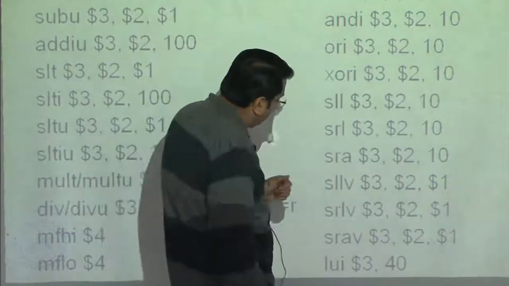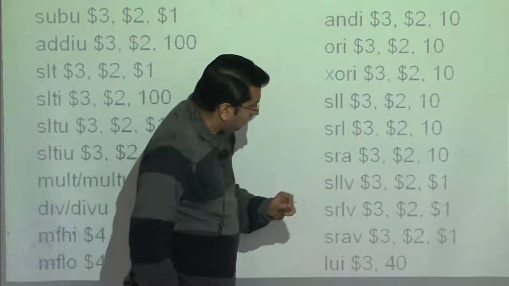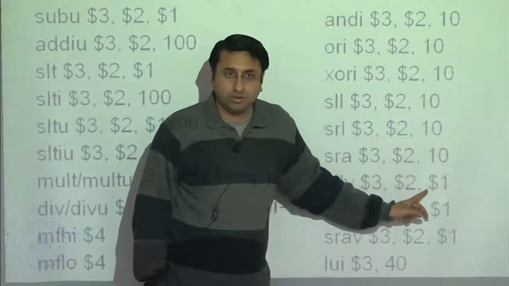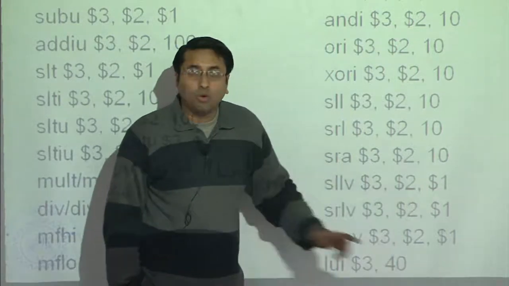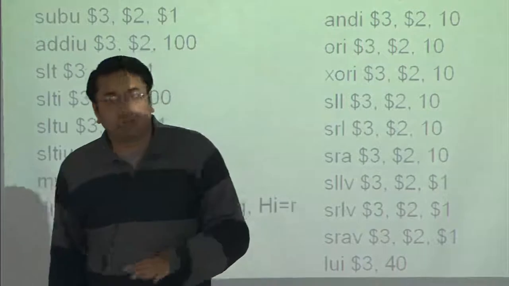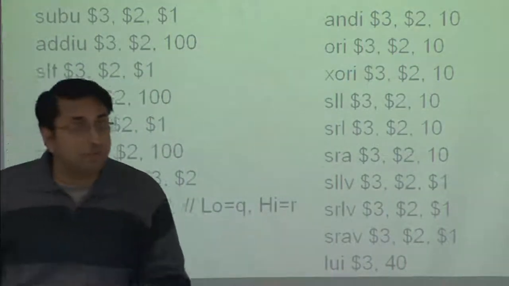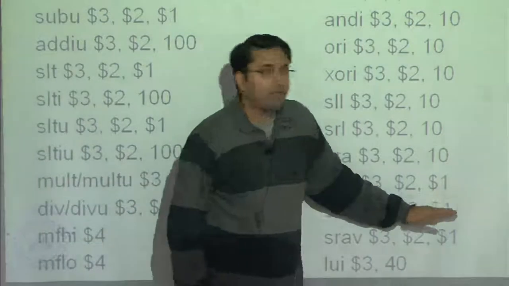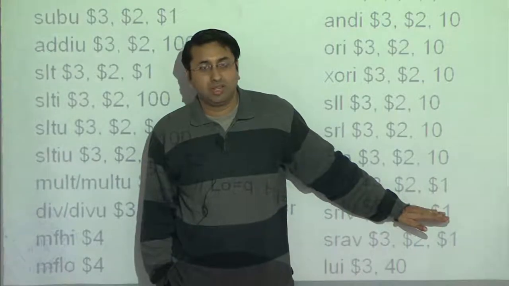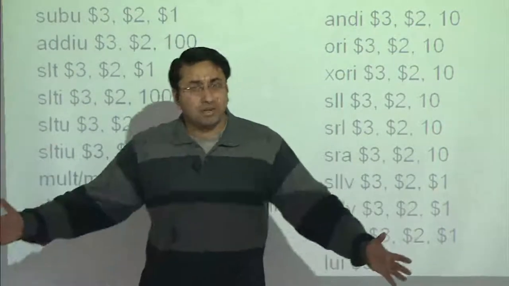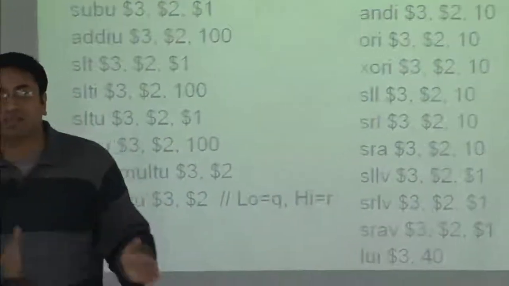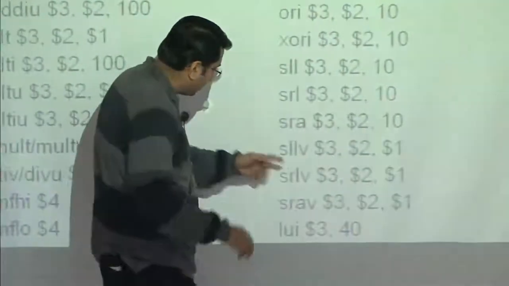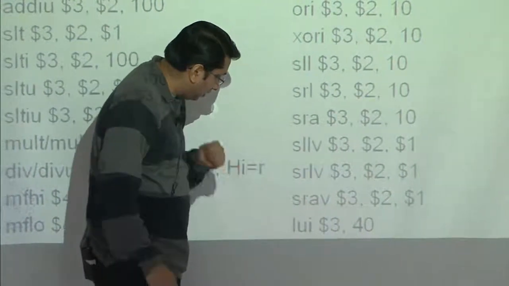Shift left logical variable, this one has a special property that whatever you mention in $1, so $1 is a shift amount, okay, by how much I should shift. It will only take the lower 5 bits. Because the maximum shift amount cannot be more than 32, exactly. So it will pick up only the lower 5 bits, okay, in $1. And ignore everything else. You can specify a very large number in $1, it's going to ignore everything but the last 5 bits. Okay. Same for shift right logical variable, shift right arithmetic variable.